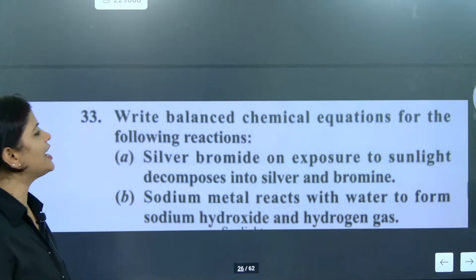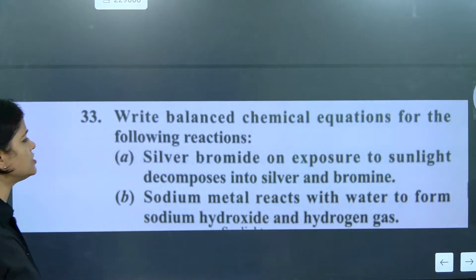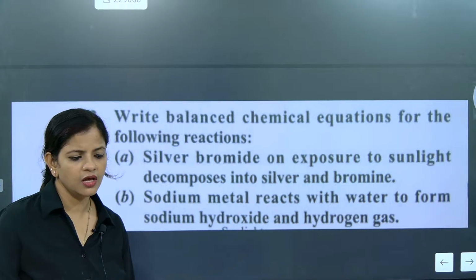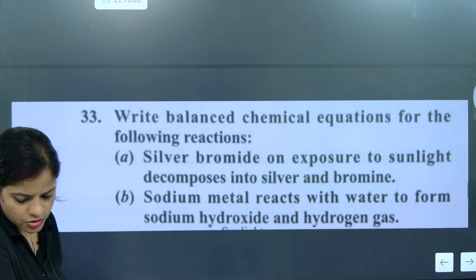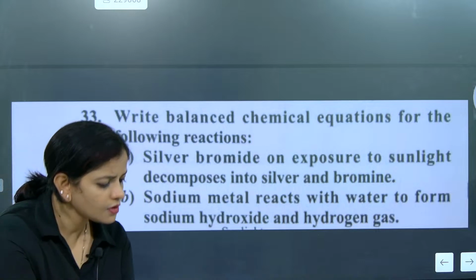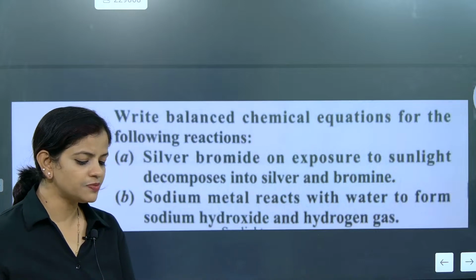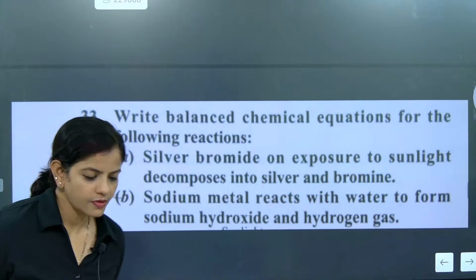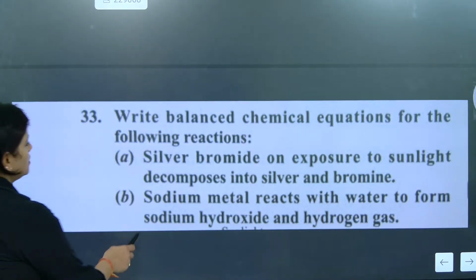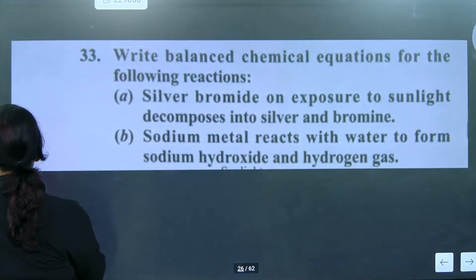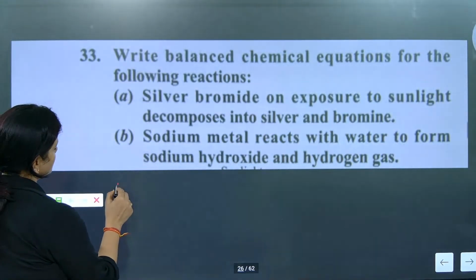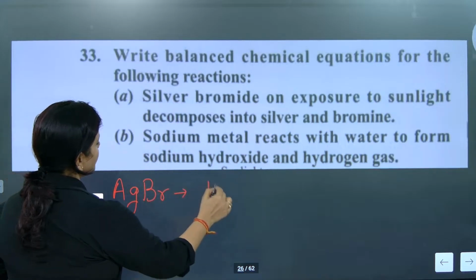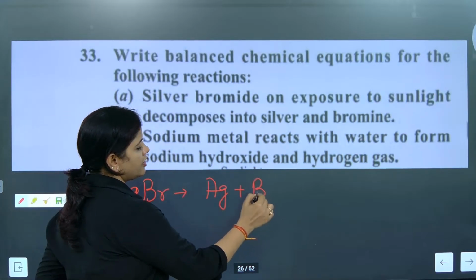Now go for it. Write a balanced chemical equation for the following reaction. Silver bromide under exposure to sunlight decomposes into silver and bromine. I think this reaction everybody already knows. Come on, go for it. How tough is this question? Silver bromide is AgBr. AgBr will decompose into Ag and Br.